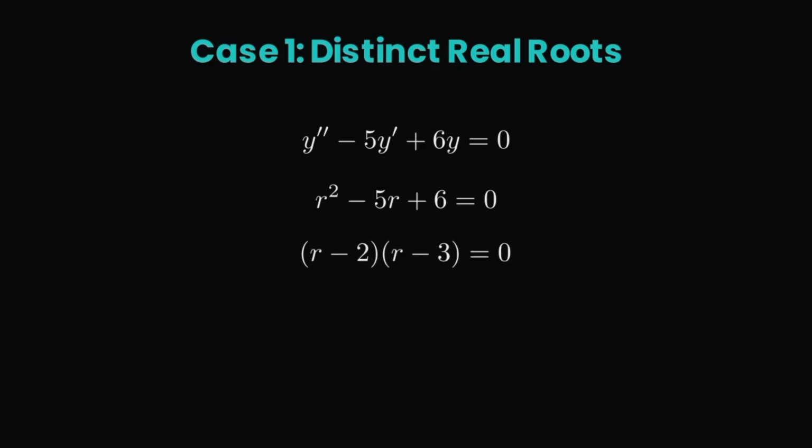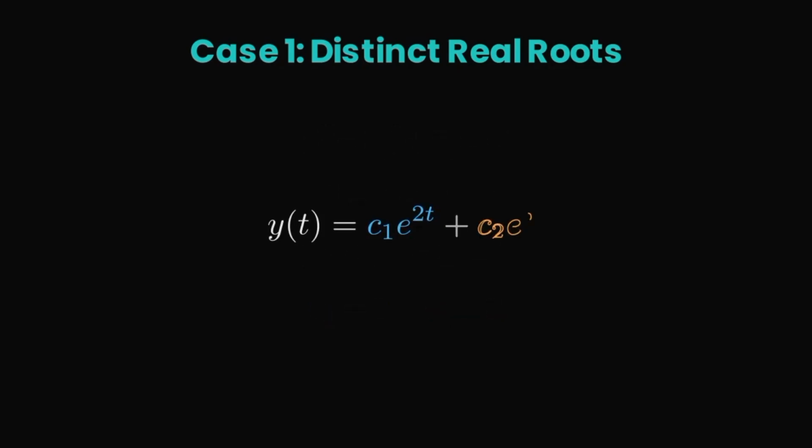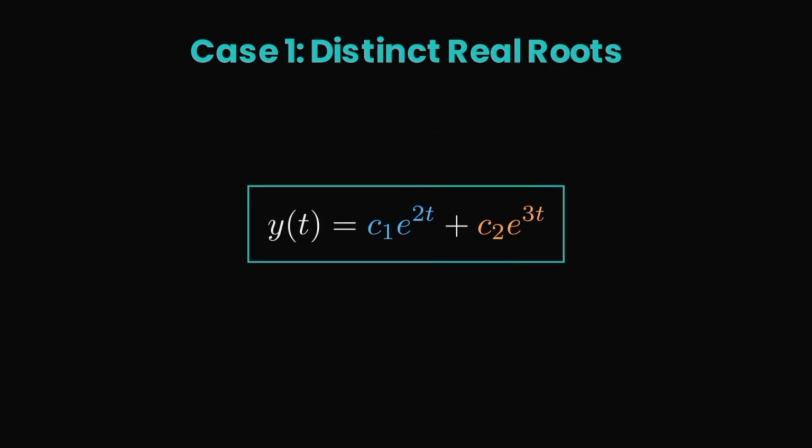Factoring this, we find two distinct real roots, r equals 2 and r equals 3. Because the differential equation is linear, any linear combination of solutions is also a solution. So our general solution is y of t equals c1 e power 2t plus c2 e power 3t, where c1 and c2 are arbitrary constants determined by the initial conditions.